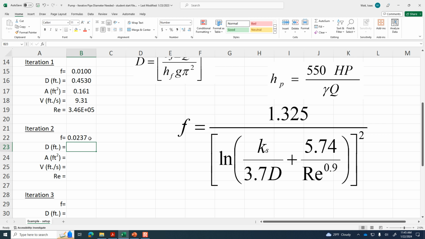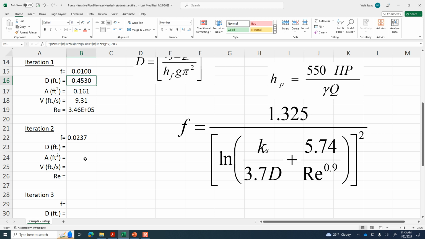This more than doubled the F value, because our first one was just a guess. This next one was actually using realistic relative roughness, and it was using an actual Reynolds number. So now the diameter, I can just copy and paste the equation. I don't have to type it in again.